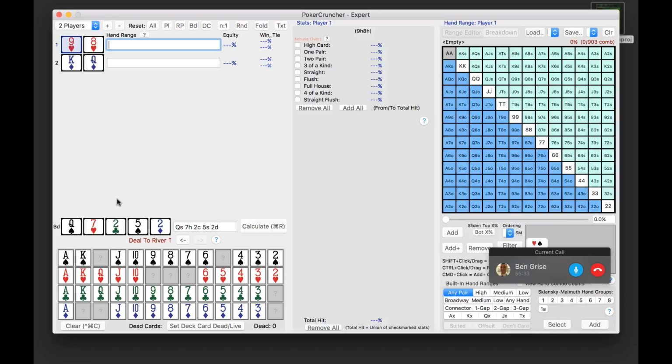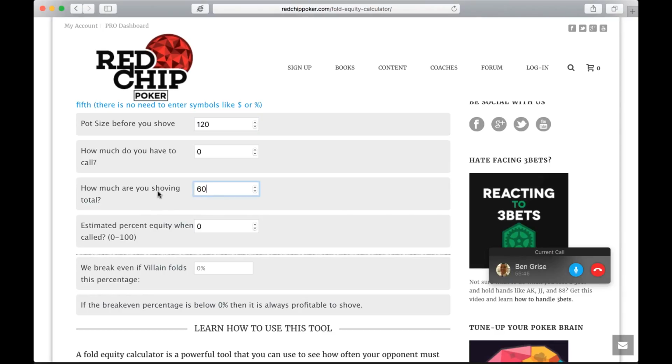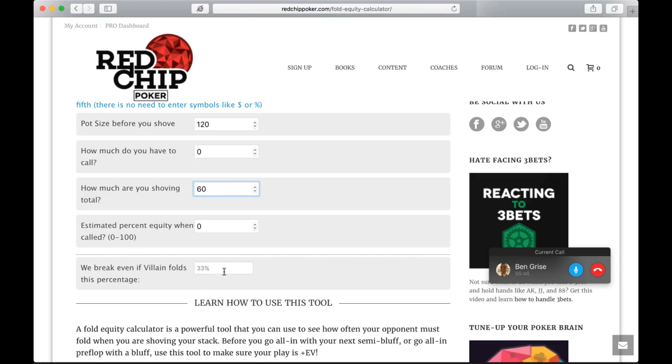Now everything is static. It just goes back to those ratios, right? This number is always 0. You have no equity if you get called, right? So the pot is $120, and you have two options. You can either bet $60 or you can check.